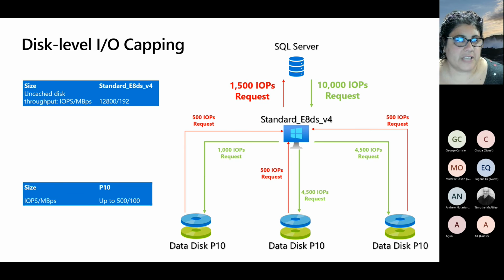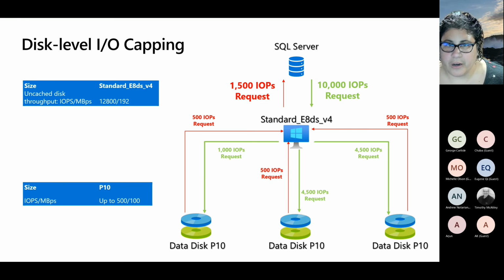So we've attached P10s. Remember, the VM limit here is 12,800 IOPS and 192 megabytes per second of throughput. But those P10s are only capable of 500 IOPS and 100 megabytes per second of throughput. So let's walk through this animation. Let's imagine that our SQL Server throws 10,000 IOPS at the virtual machine. And let's imagine that this is how that's spread out. It's 1,000 IOPS to one of the drives and then 4,500 to each of the other drives. That's how we break up the 10,000. So these drives are not capable of that much IOPS. They're not going to serve back 1,000 IOPS or even 4,500. They're only going to give back the 500 IOPS they can do.